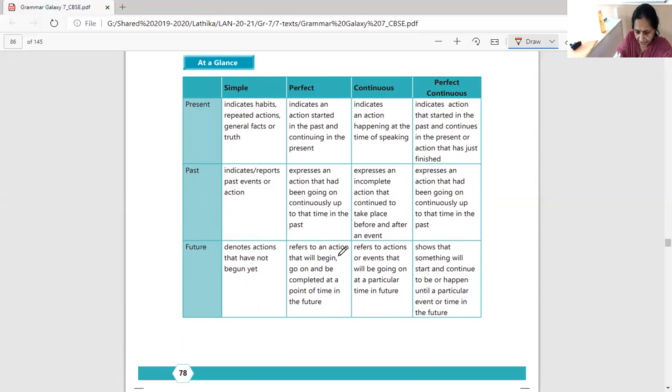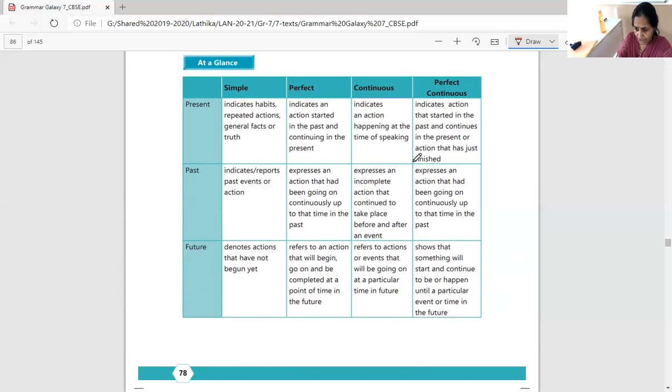Future perfect is used to refer to an action that will begin, go on, and be completed at a point of time in the future. So it will begin and continue till some point in the future. Future continuous refers to actions or events that will be going on at a particular time in the future. There is no limited time given. It is going to happen in the future and continue to happen for some time.